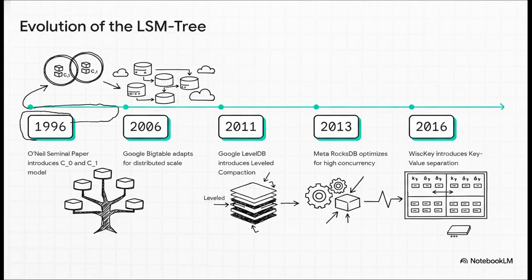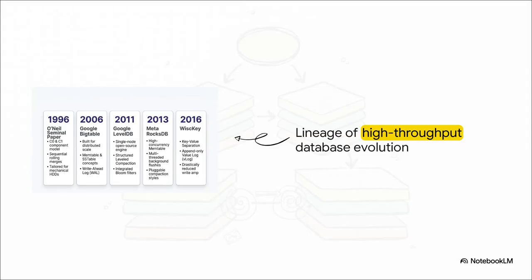In 2006, Google Bigtable adopted the concept for distributed scale. Then in 2011, Google dropped LevelDB, which refined the multi-component model into structured leveled compaction. Meta followed that up in 2013 with the highly concurrent RocksDB. And in 2016, WiscKey introduced key-value separation to optimize the whole thing for modern SSDs. It's an unbroken lineage and a huge testament to how a brilliant academic algorithmic optimization triumphed over the physical bottlenecks of storage hardware. Every single one of these modern engines shares the exact same DNA.